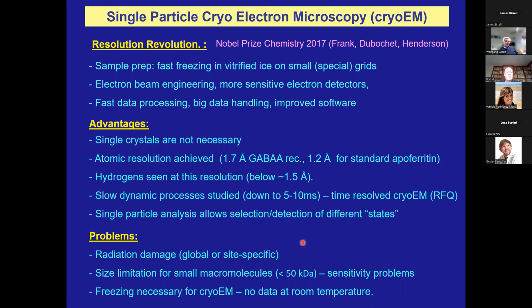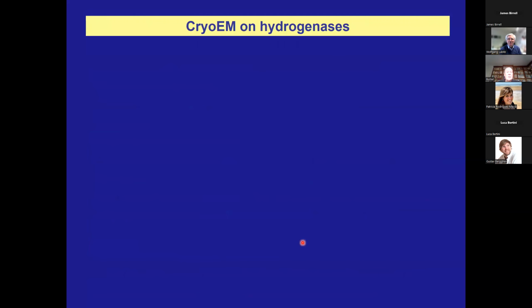There are still problems. Radiation damage, global and also site-specific radiation damage, is hard to avoid. There is a size limitation. It cannot be used for small proteins. The limit is about 50 kilodaltons, due to sensitivity problems of the system, maybe they can be overcome in the future. And freezing is necessary for cryo-EM, so there are no data at room temperature. So this is a little overview that I put together for you.